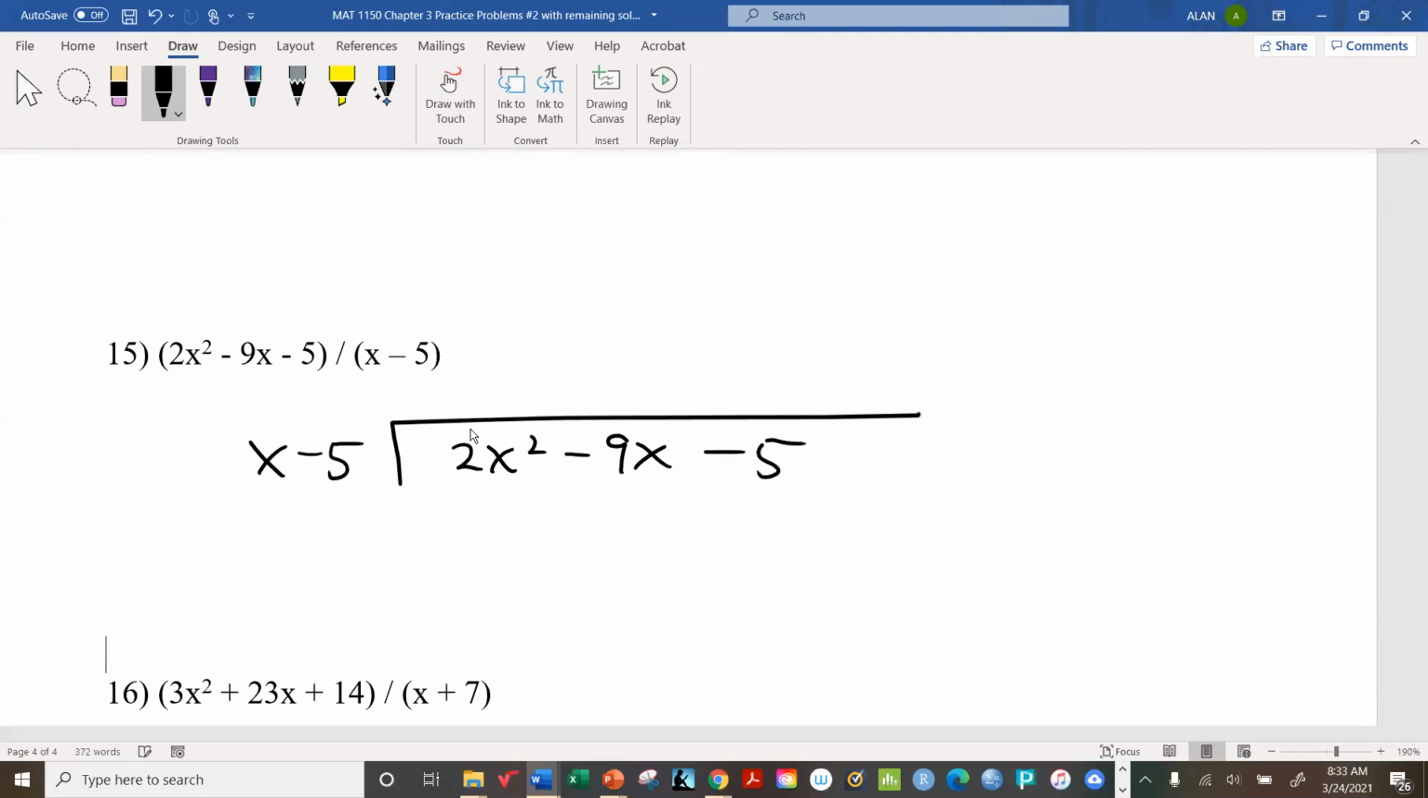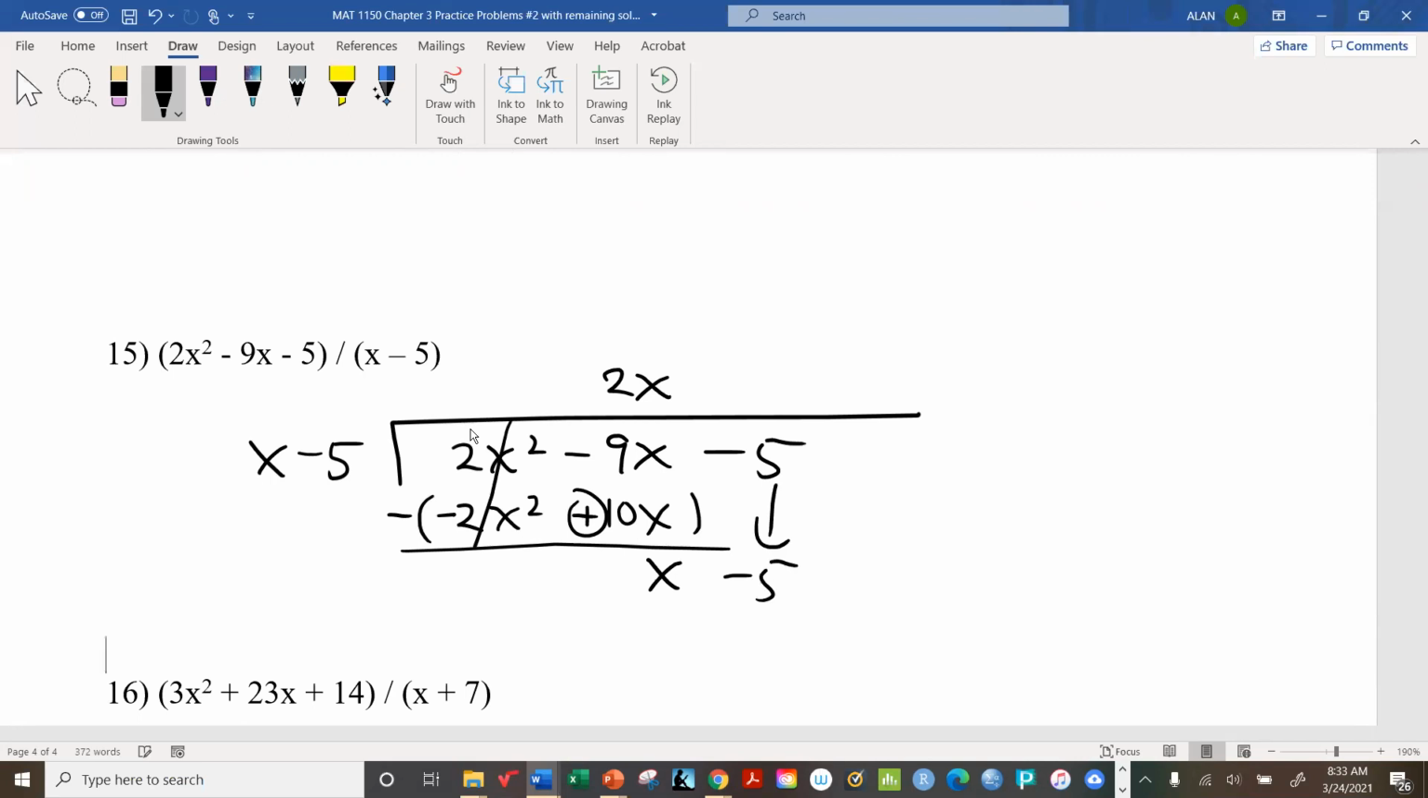Okay, so we need to eliminate the 2x squared. So why don't we try 2x? 2x times x minus 5 is 2x squared minus 10x. Subtract. That means this is negative. This is positive. Bring down the negative. Oh, look at this one. Oh, what do you know? We got lucky with this one.